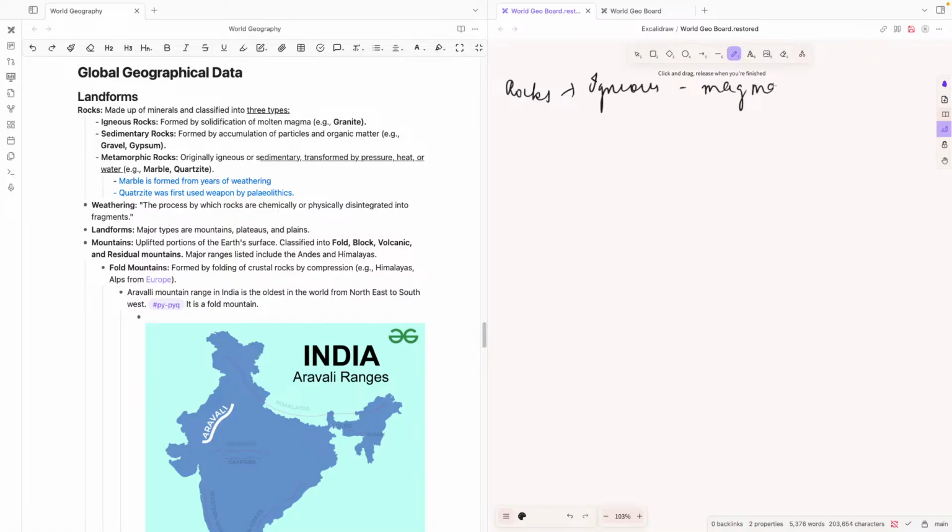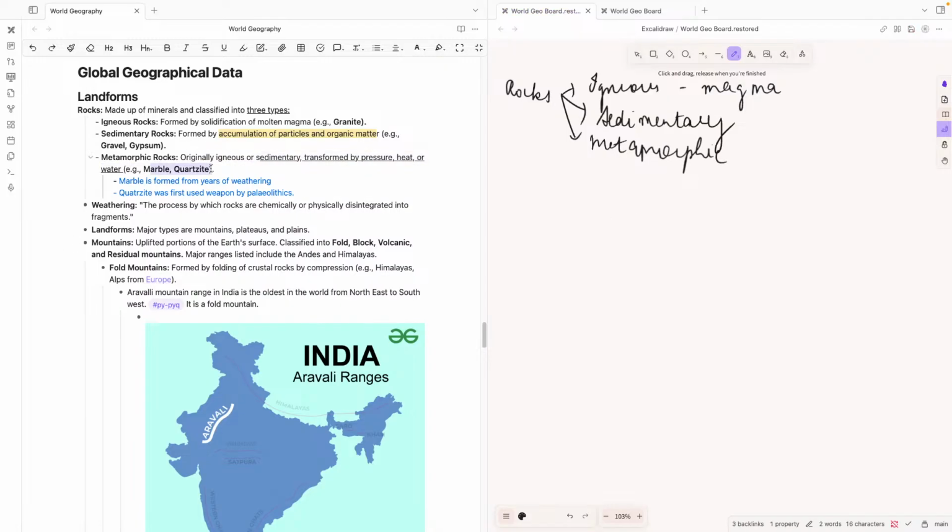And then sedimentary rocks. The word sedimentary means that it is formed from the accumulation of organic matter. Example, gravel and gypsum, etc. And then metamorphic. Metamorphic means it goes through something. So metamorphic rocks are sedimentary, transformed by pressure, etc.